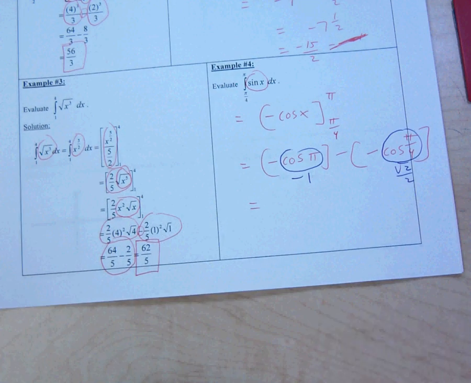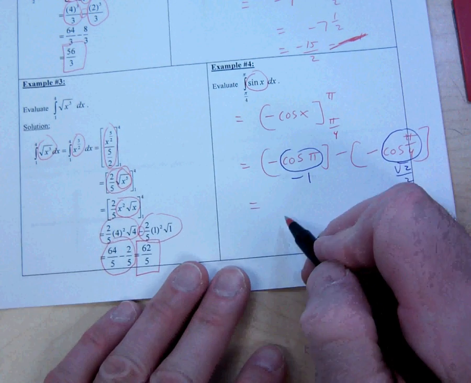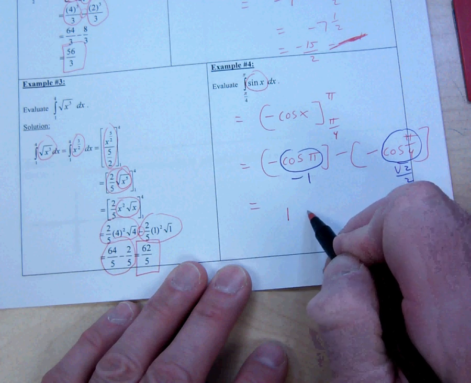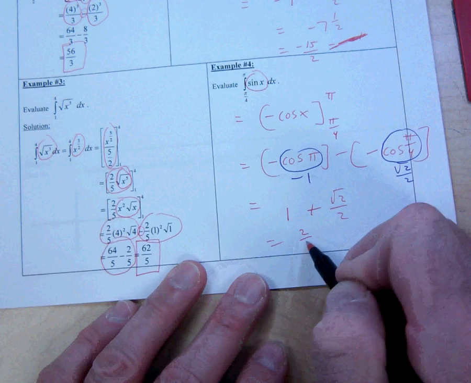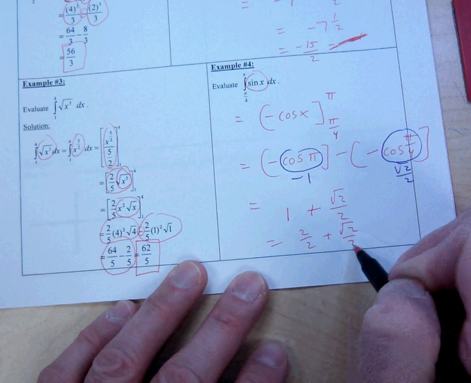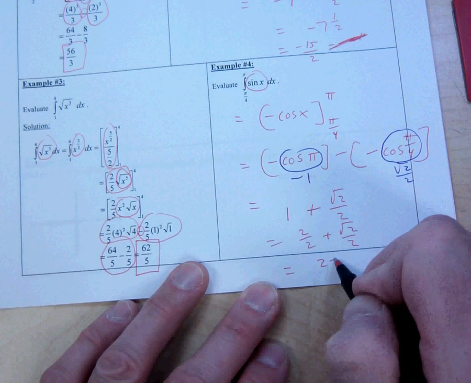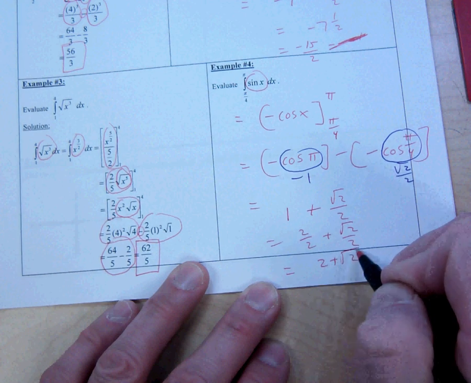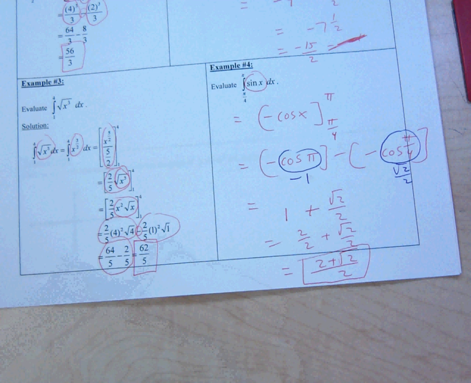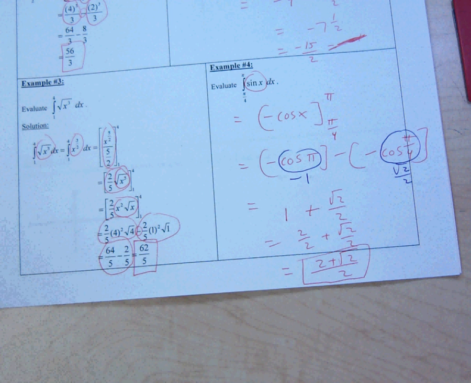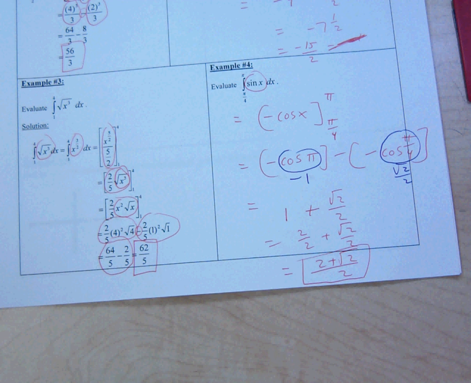Okay, so after simplifying all that, I get 1 plus square root of 2 over 2. And if you get a common denominator, you end up with 2 plus the square root of 2 all over 2. Agreed? Okay. Any questions before we flip the page? Are we good? Any questions? Ryan, is this okay?